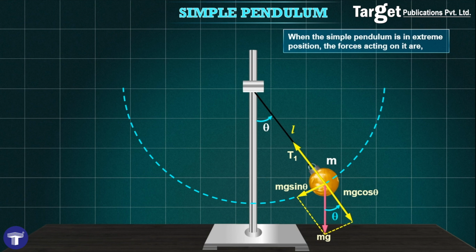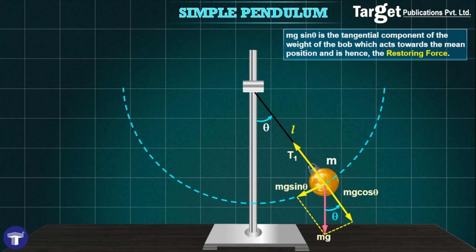And therefore, by this simple analysis, I can say that mg sin theta is the tangential component of the weight of the bob which is acting towards the mean position and is hence, by definition, the restoring force. Just like that, in every situation or system in which simple harmonic motion is taking place, you will have to identify the restoring force by asking the question, what is making the bob or the object come back to the mean position? And therefore now I can say that the restoring force is mg sin theta. Of course, the negative sign tells me that it is always coming back to the mean position.